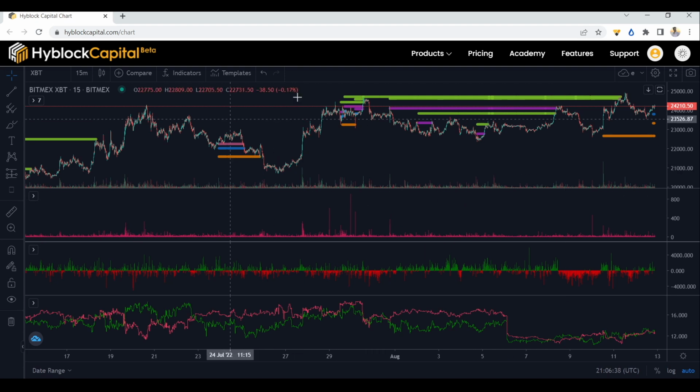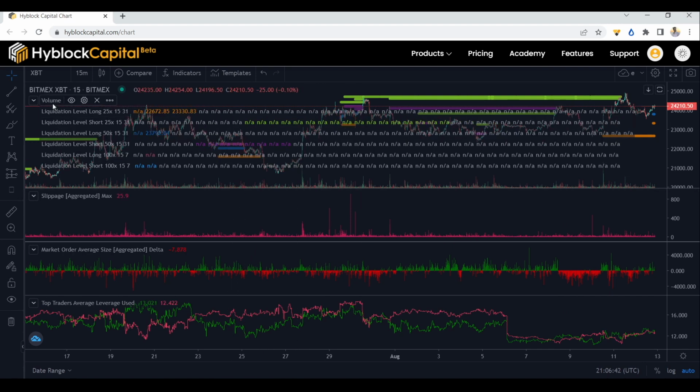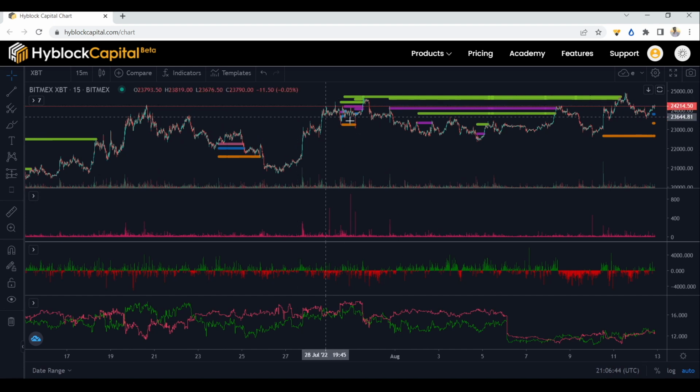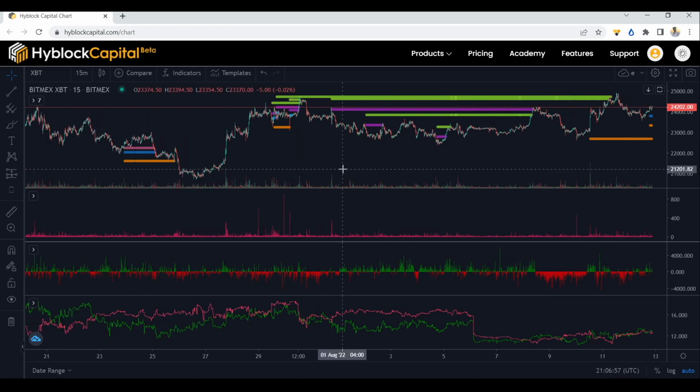Okay, so the first thing I want to talk about is what's going on with these little bold lines. These are liquidation levels. I've made a lot of videos on these in the past few years. Basically, it's predicting where BitMEX traders are going to get liquidated, and consequently where likely many other traders on other exchanges will get liquidated too.